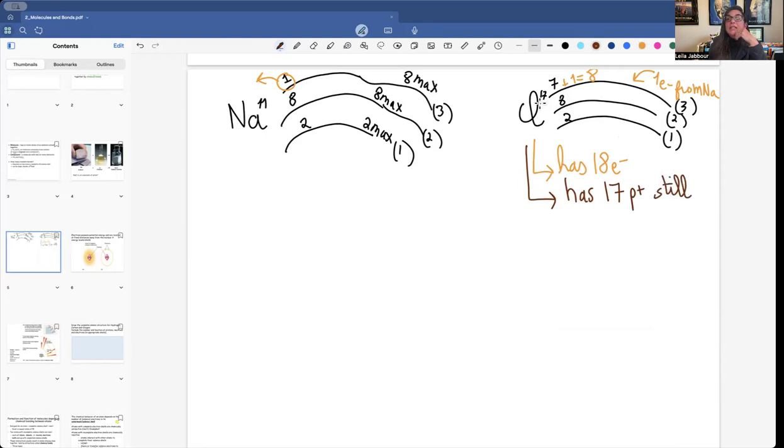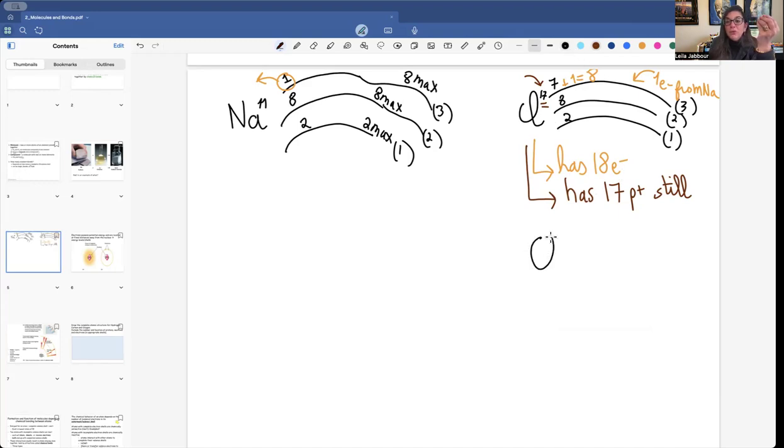So that 17 atomic number over here doesn't change, because that represents the protons. Remember that. This atomic number tells us the number of protons. We have 17 of them. That doesn't change. So for this particular atom that acquired an electron from sodium, now it has 18 electrons, but still only 17 protons.